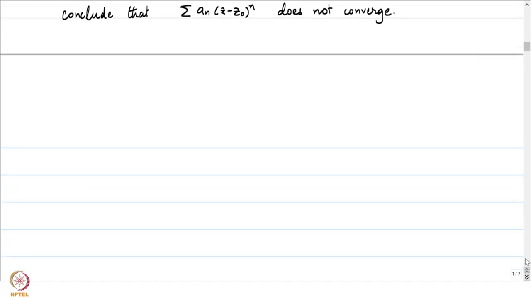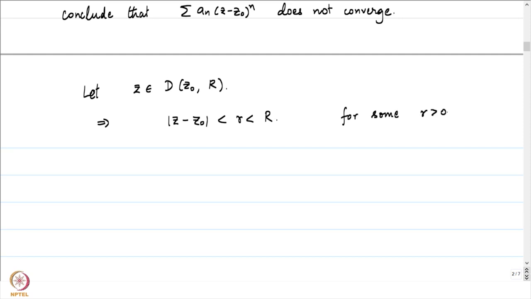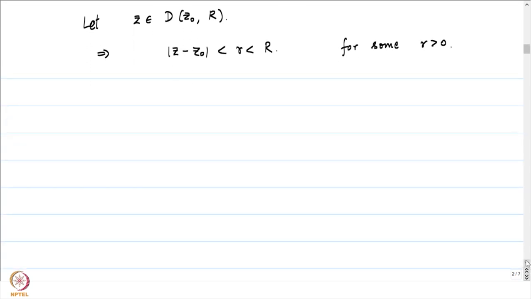Let's next explore what happens when z belongs to the disk of radius capital R around z naught. Let z be in B(z0, R). This implies that mod of z minus z0 is less than, say, some small r which is less than capital R, for some r greater than 0. But again, let's invoke the fact that capital R is the limit.